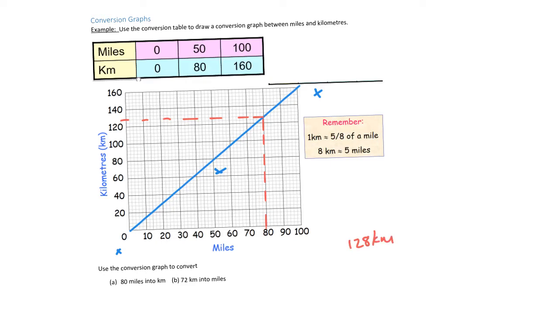Part B, we want to convert 72 kilometres into miles. Again, we go to the kilometres side and go up to 72. Again, it's 4 units for each small square, so we need to go 3 units above 60 to get to 72. And draw the line down. We can see that it's in the middle of 40 and 50, so that's going to be 45 miles.